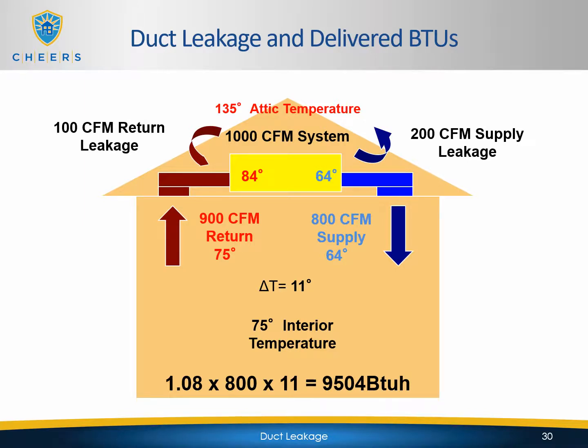So now, because we already have the delta T's in place, we're going to plug in those numbers into the formula. So you still have 1.08 times 800, because those are the supply CFMs. So you still have a 1000 CFM system that's leaking 200 CFMs into the attic. That means you're only supplying 800 into the house. So you have 800 supply leakage times the delta T, which is staying the same because the temperatures haven't changed. So with a delta T of 11 degrees, the delivered BTUs in this particular scenario are 9,504 BTUs.